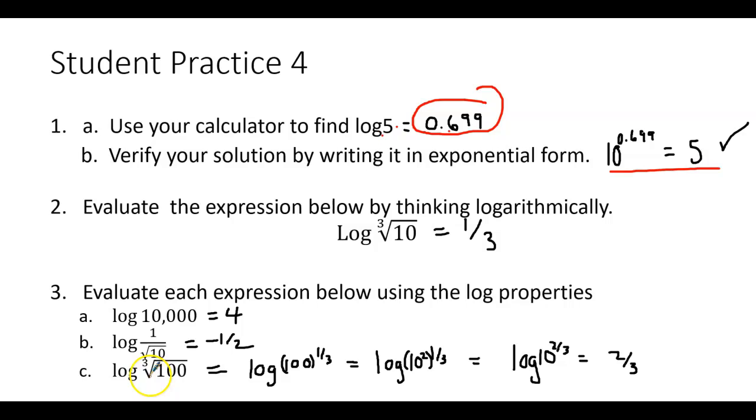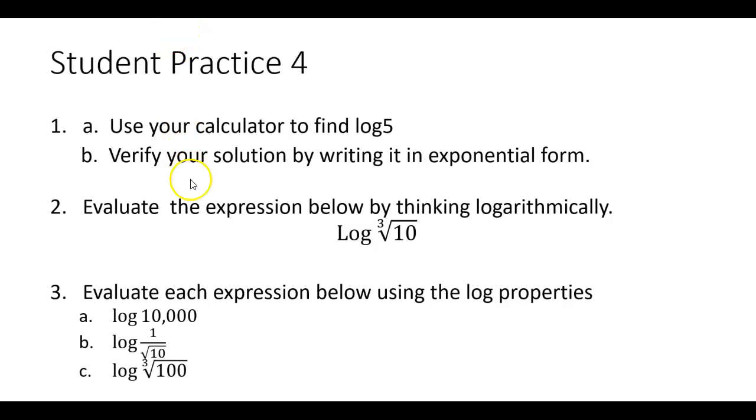Last one, the cube root of 100. First of all, I would change that to a 1/3 power. Then I would change the 100 into a base of 10 so it matches my log base. And then I would multiply my exponents to get 2/3, and then we can use property 3 to cancel these out and be left with 2/3. So there is that. And that's working with the special logarithm known as the common log.